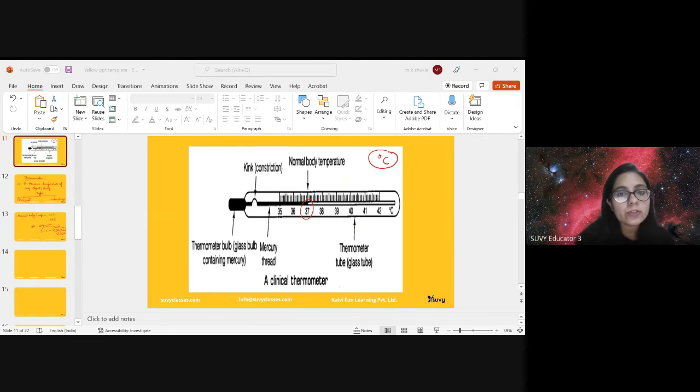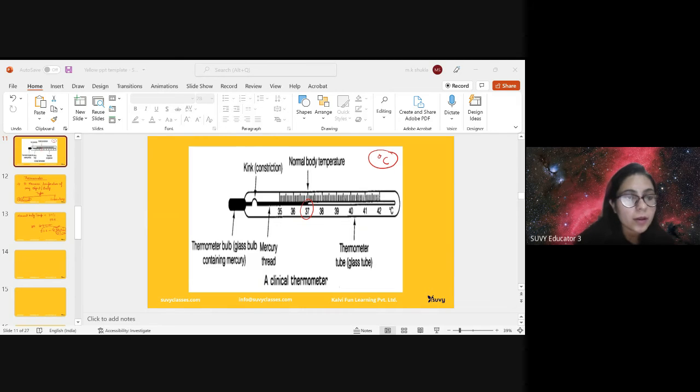The normal temperature of the human body is 37 degrees Celsius. Note the temperature stated. You can measure the temperature in three scales, that is degree Celsius, Fahrenheit, and Kelvin. We generally use Celsius and Fahrenheit. And I have told you that in degree Celsius, your normal body temperature is 37 degrees Celsius.